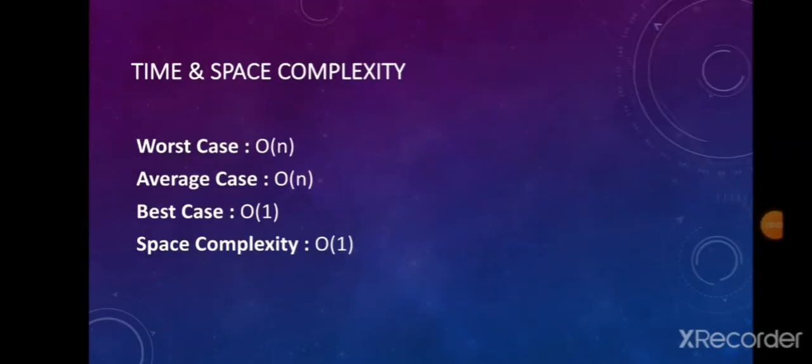Now let's see the time and space complexity of linear search. If the element I am searching for is present at the last position, then I have to search all elements, so it's the worst case. For that my time complexity is big O of n. For the average case it's also big O of n, and if I find the element at the first position, then it's the best case. For that my time complexity is big O of 1, or big omega of 1, and the space complexity of linear search is big O of 1.